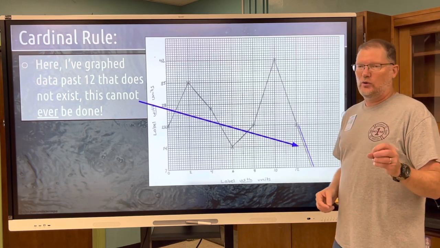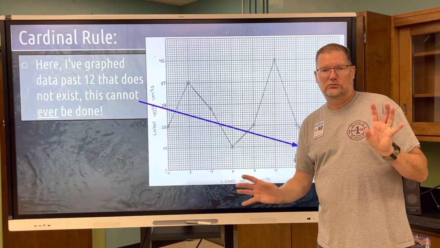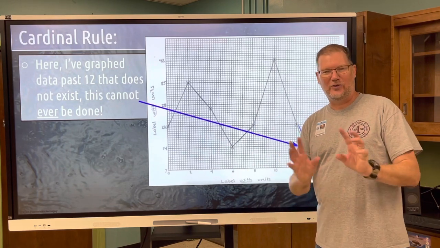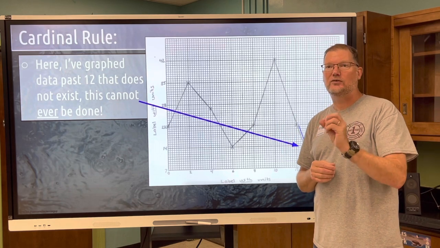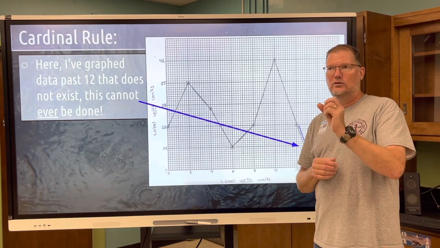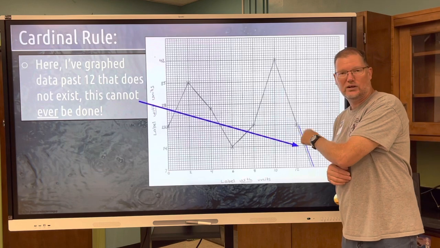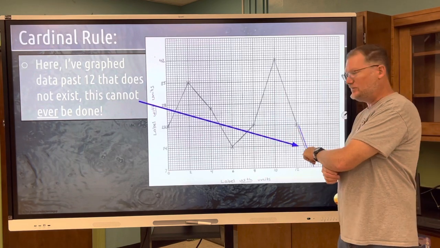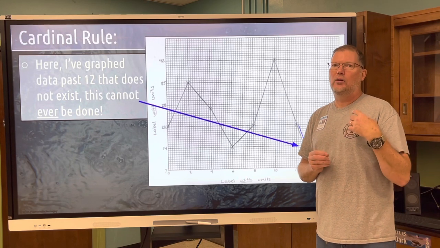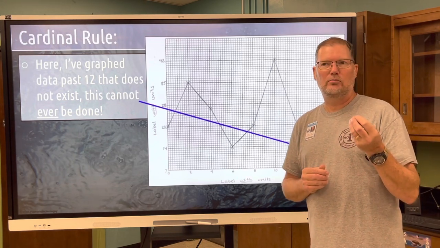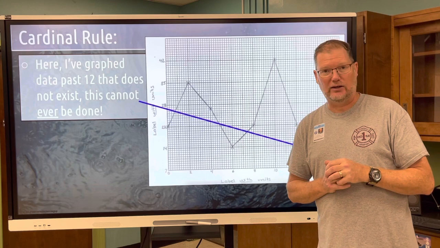If you're going to do it on some other coursework or some other thing where you are required to extrapolate, you have to designate with some sort of color change or key or wording that this is an extrapolation, so that you are not being looked at as making up data that you didn't collect, okay?